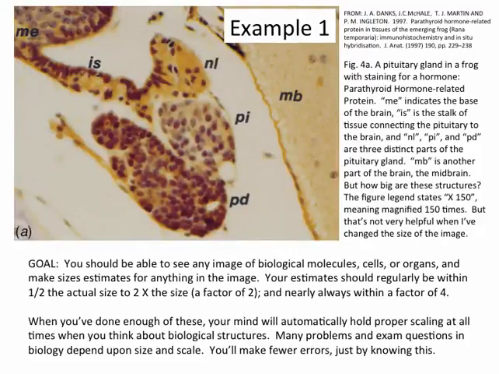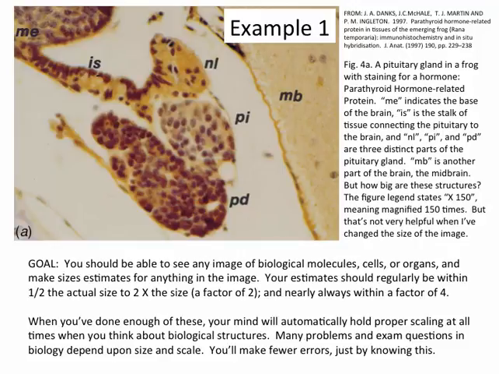This shows a pituitary gland, the big thing in the middle that looks vaguely like a heart, in a frog. In the upper left, labeled ME, is the base of the brain. IS is the stalk of the tissue connecting the pituitary to the brain, and NL, PI, and PD in the center, top, middle, and bottom, those are the different parts of the pituitary gland. And over on the right is MB, another part of the brain, the midbrain. But how big are these structures? In this case, the figure legend just states times 150, meaning it's magnified 150 times. But that's not very helpful when I've changed the size of this image.